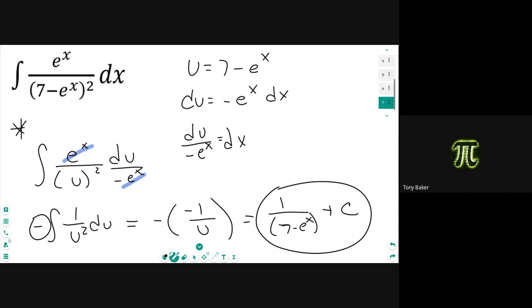You have 1 over negative u. Or sorry, 1 over negative u squared, which is u to the negative second. Add 1 to do the integral of that. You get u to the negative first, negative 1, which is what gives you that, because the negative 1 goes back down to the bottom.